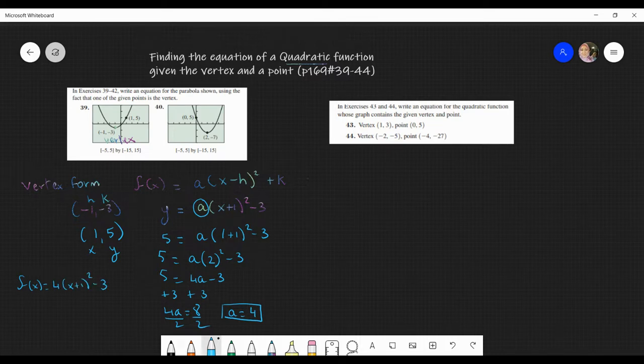Now, keep in mind that it has to make sense. Our parabola opens up, so the a has to be positive. If we get a negative answer by accident because we made a mistake, we need to reflect on our answer. Now, 43 and 44 are exactly the same thing, except that the vertex is given in point format. It's not given in a graph. And the other point is also given in coordinate or point format.